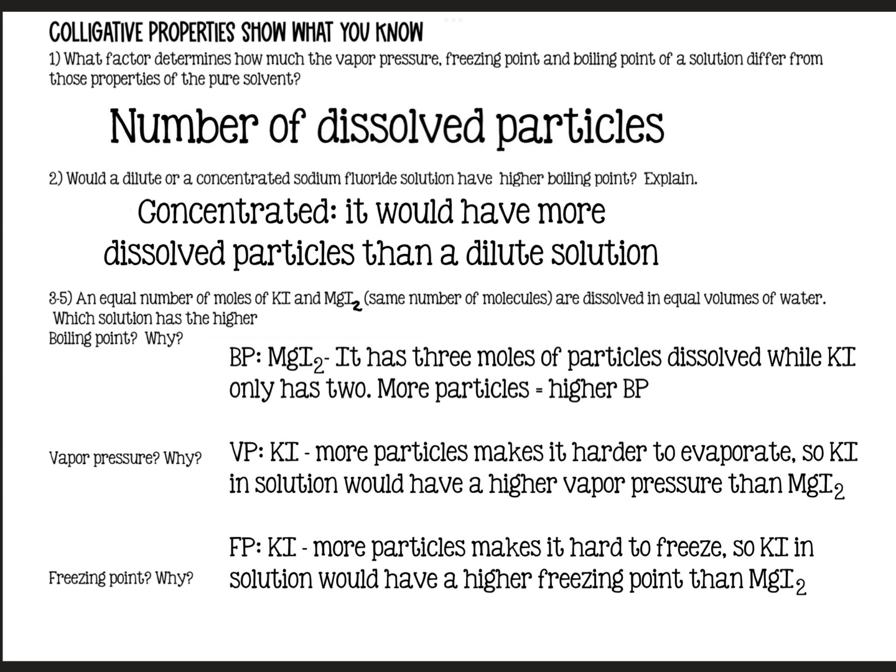Lastly, potassium iodide would have the higher freezing point because more particles makes it harder to freeze. So KI in solution would have a higher freezing point than MgI2. So notice how the boiling point rose, while the freezing point and vapor pressure were lowered by adding more particles.